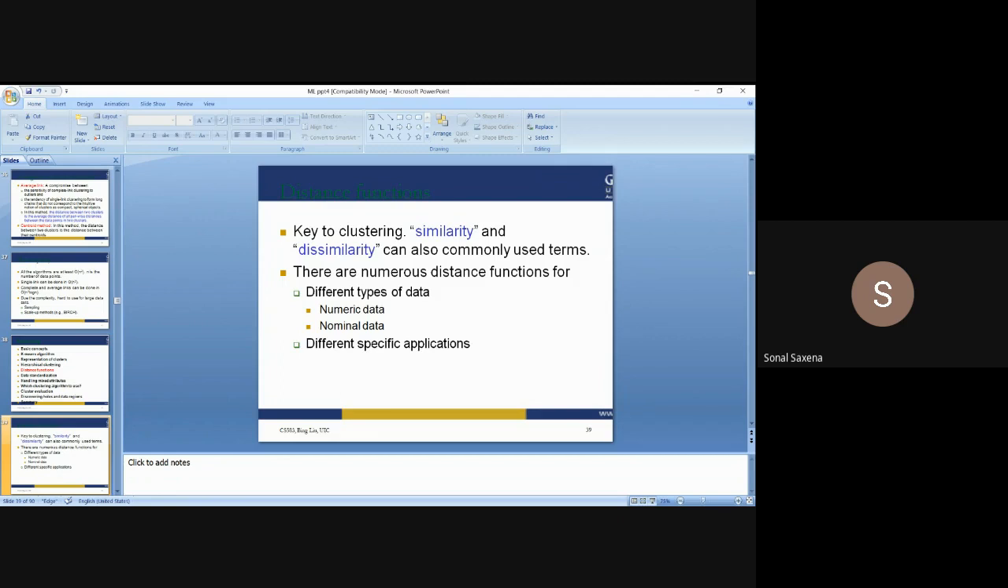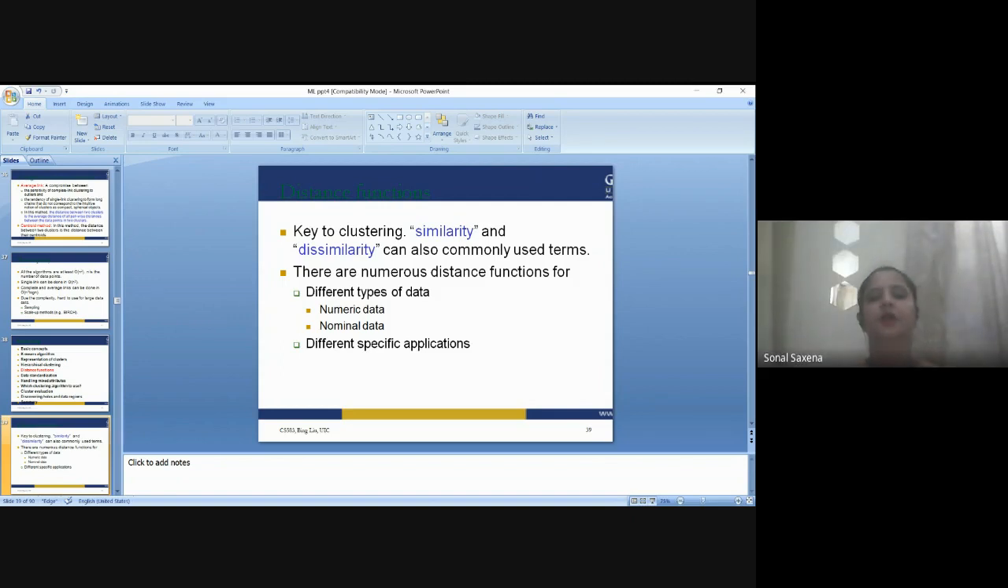So what are the distance functions here? See, the key to clustering is basically the similarity or dissimilarity of the data points. There are numerous distance functions. There are different types of data: numeric data, nominal data, and different specific applications. On the basis of that, we find the distance functions. So, see the next point.